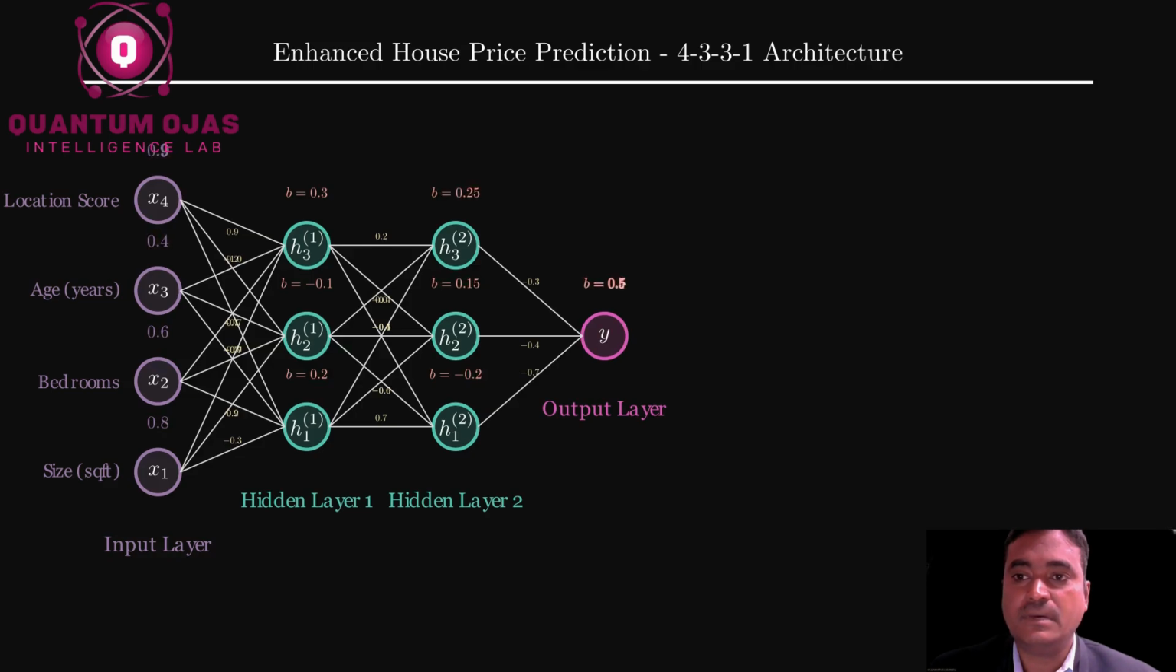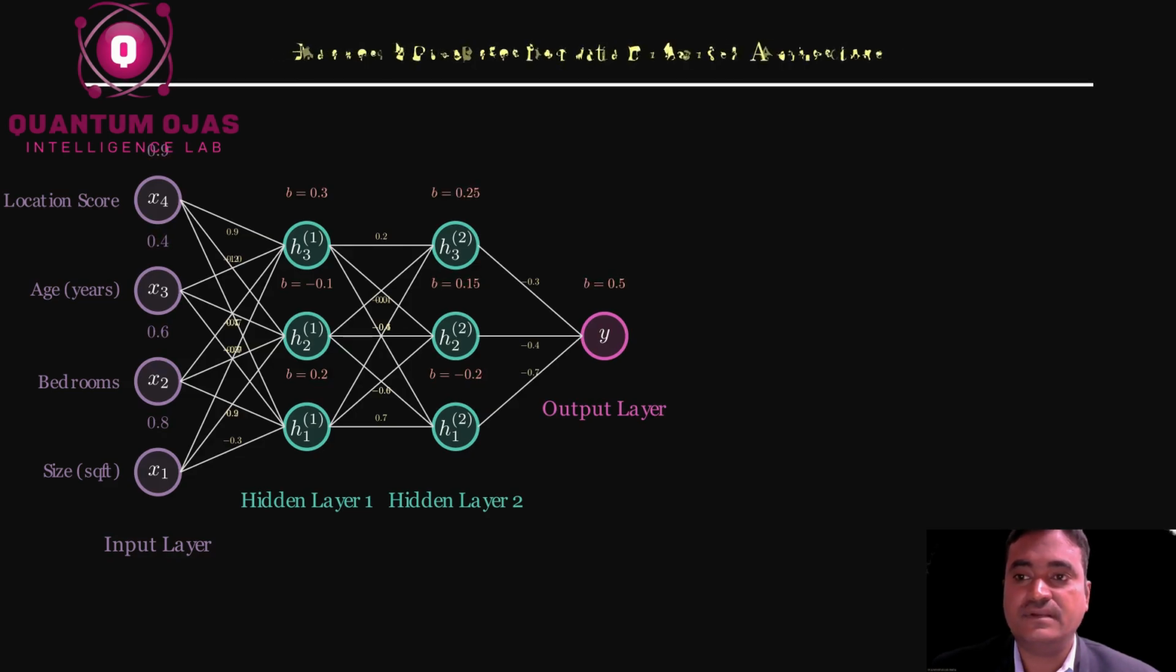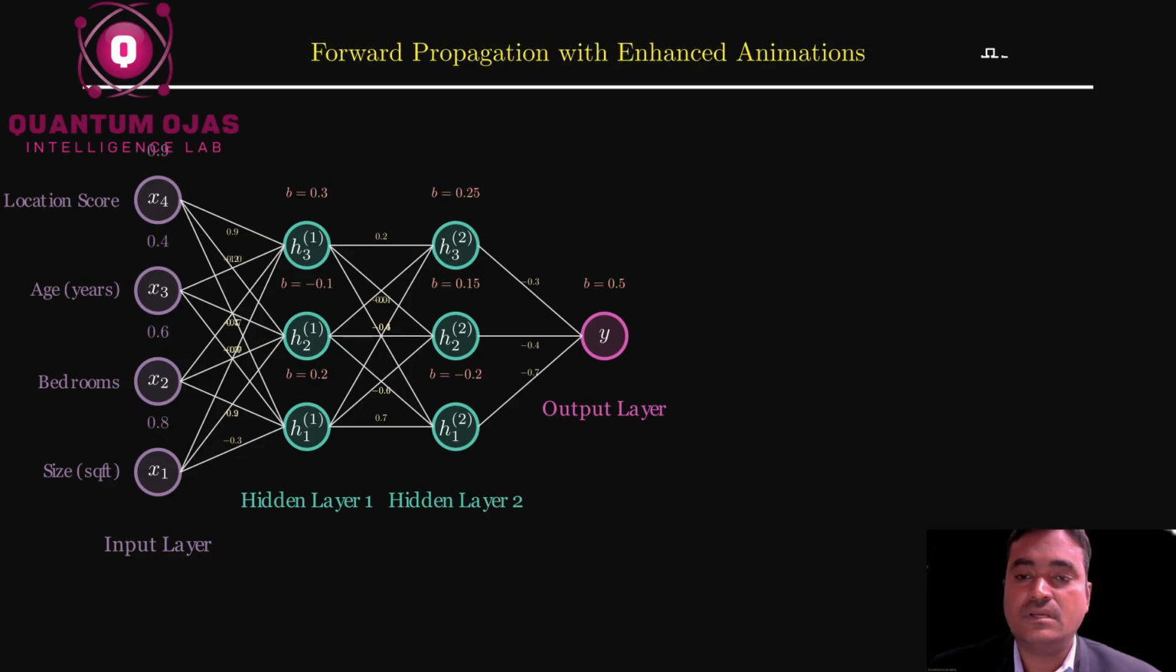You can see 4 purple circles on the left-hand side. These are our input neurons. Each one represents a feature of a house: the size in square feet, number of bedrooms, age of the house in years, and a location score. These are the basic facts we feed into our network.